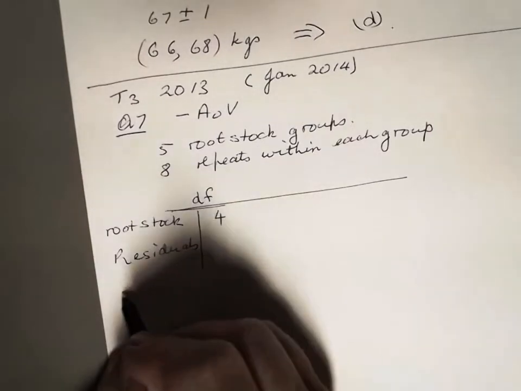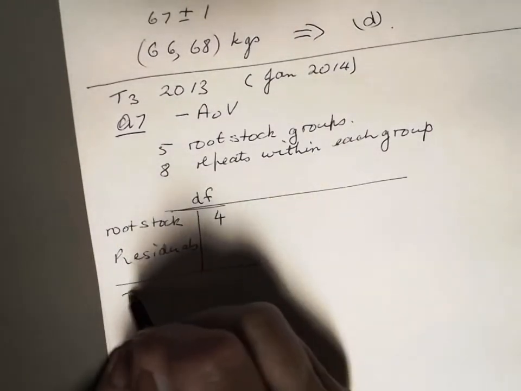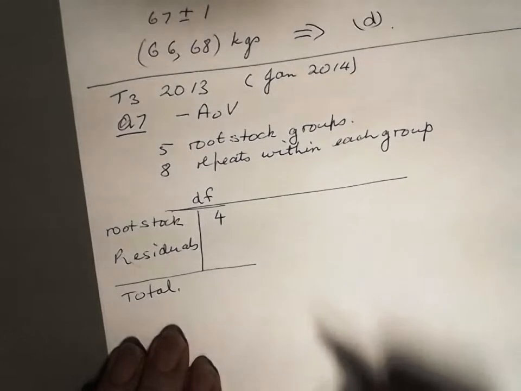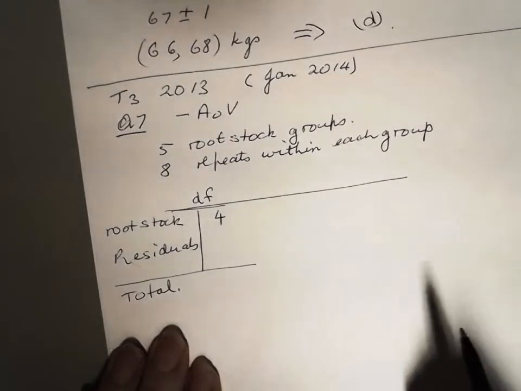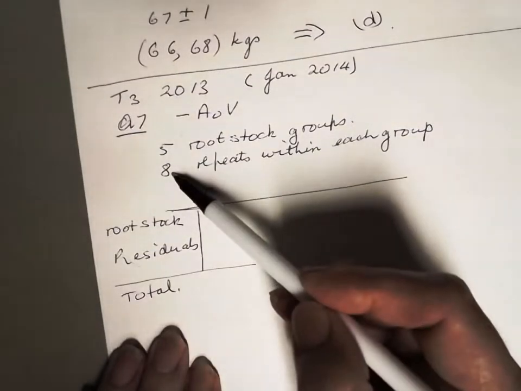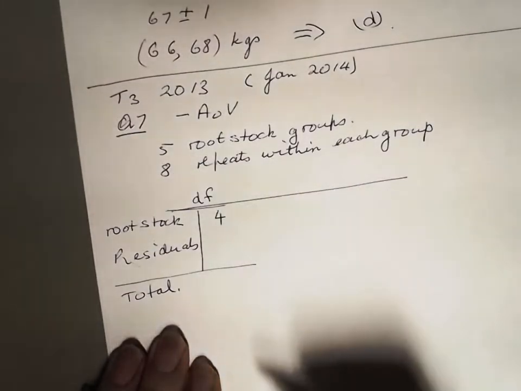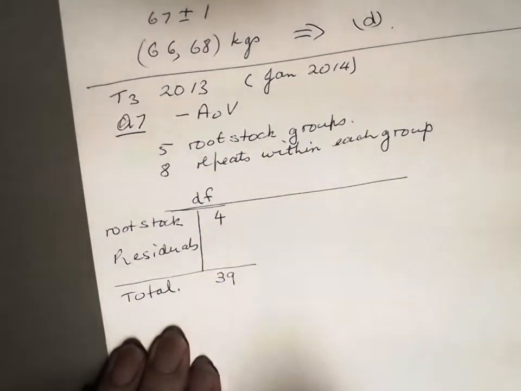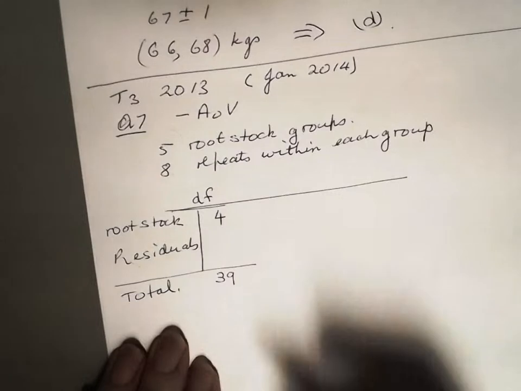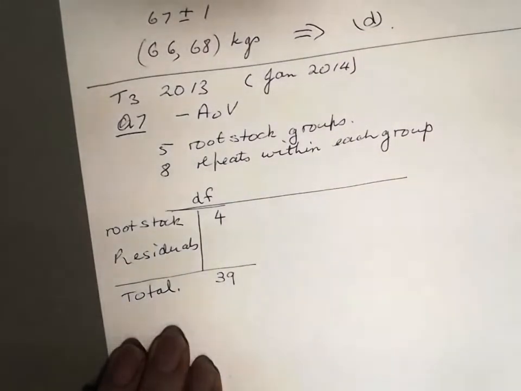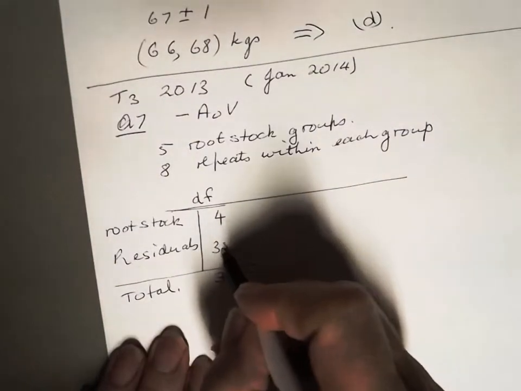Now, the total, we'll put another line under there and just put total. Our total degrees of freedom is the total number of trees that were used, no matter what group they belonged to, minus 1. So the total number of trees is 8 times 5, which is 40, and 40 minus 1 is 39. So our total degrees of freedom is 39. Now, like in everything, 4 plus x equals 39, and that would give us 35.